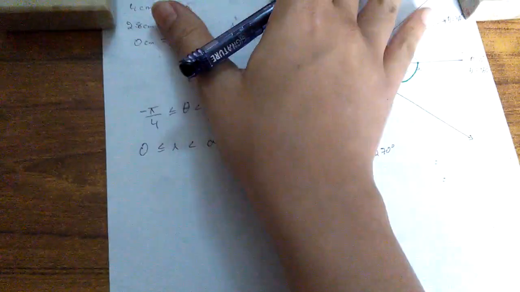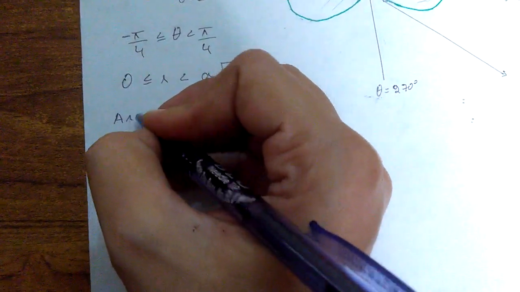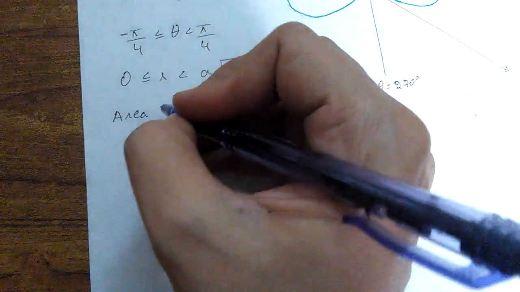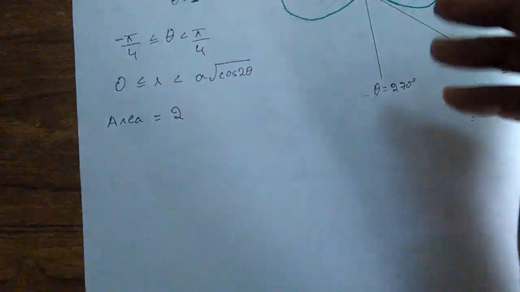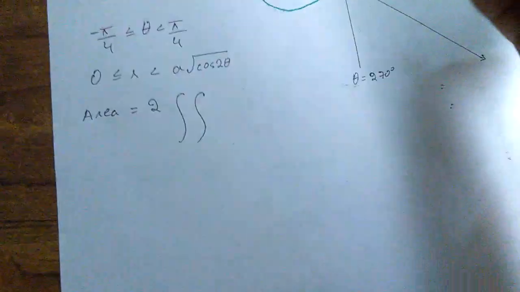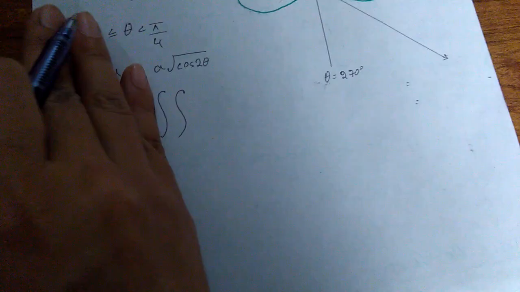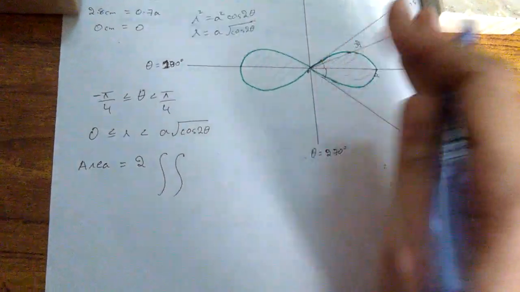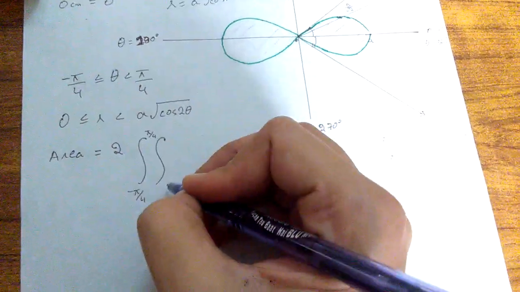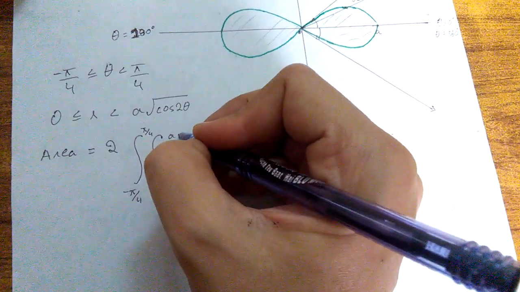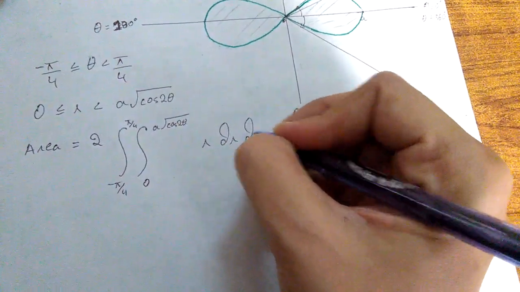The limits are now assigned, and with the help of the double integral we are going to find the area. The double integral finds the area of half of the lemniscate, one petal, so to get the area of the full lemniscate I multiply the entire double integral by 2. It is from minus pi by 4 to positive pi by 4, r is going from 0 to a under root cos 2 theta, r dr d theta.